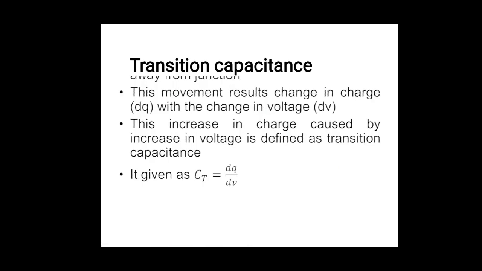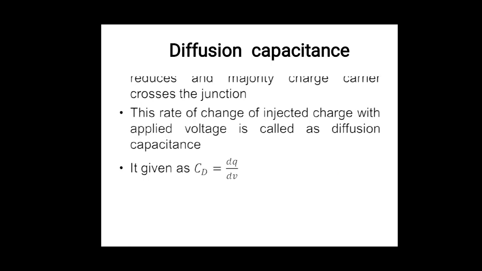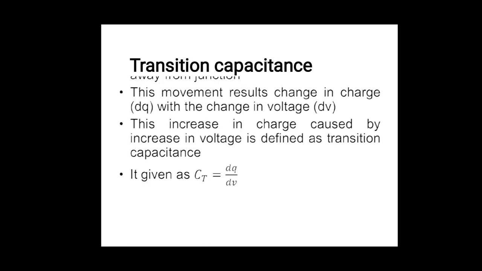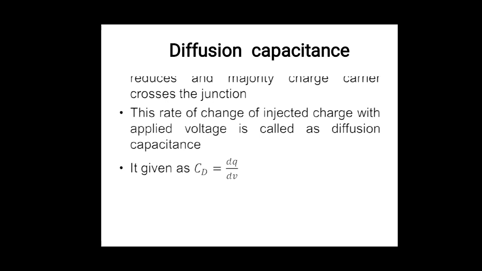So the next point is, what is the transient capacitance? Transient capacitance is denoted by CT, and it is defined as the increase in charge caused by increase in voltage. The next one is the diffusion capacitance, given by CD. That is the rate of change of injected charge, dq, with applied voltage dV, called a diffusion capacitance.